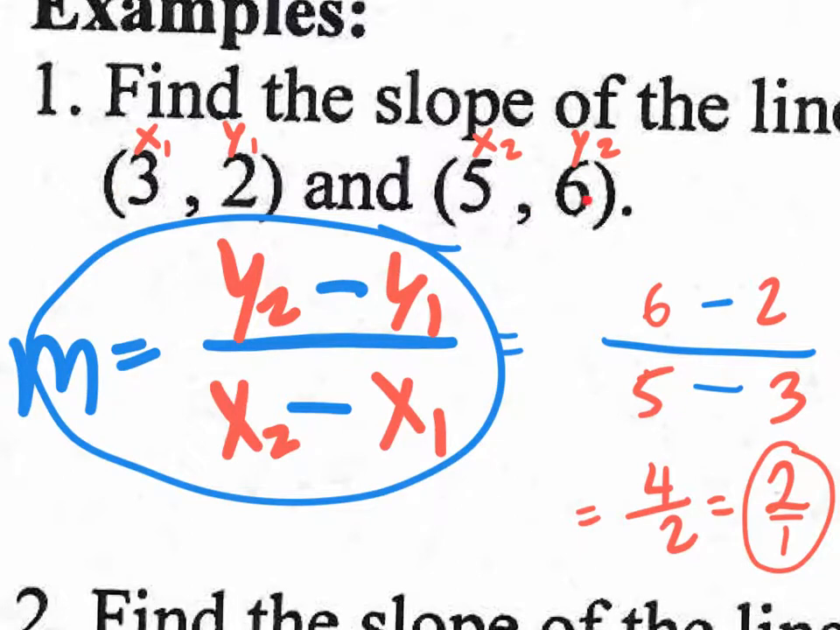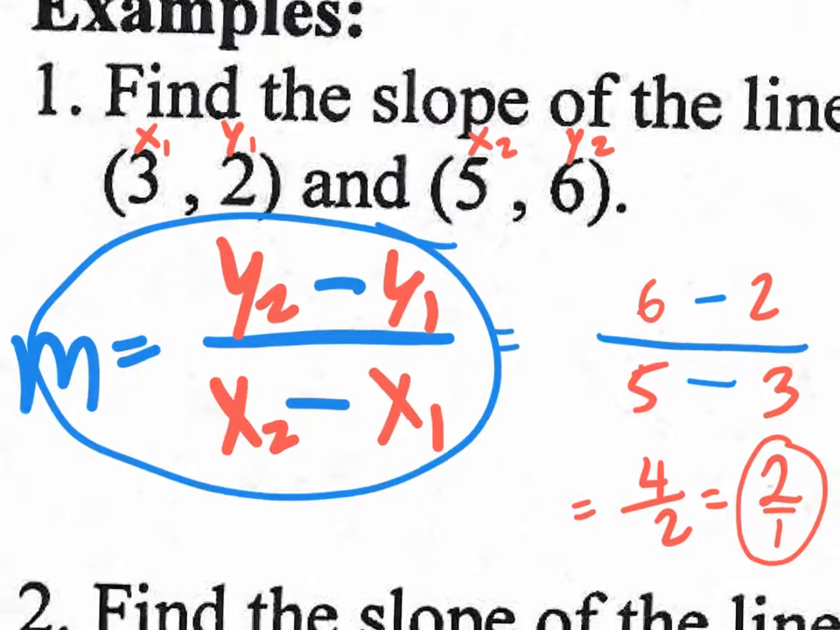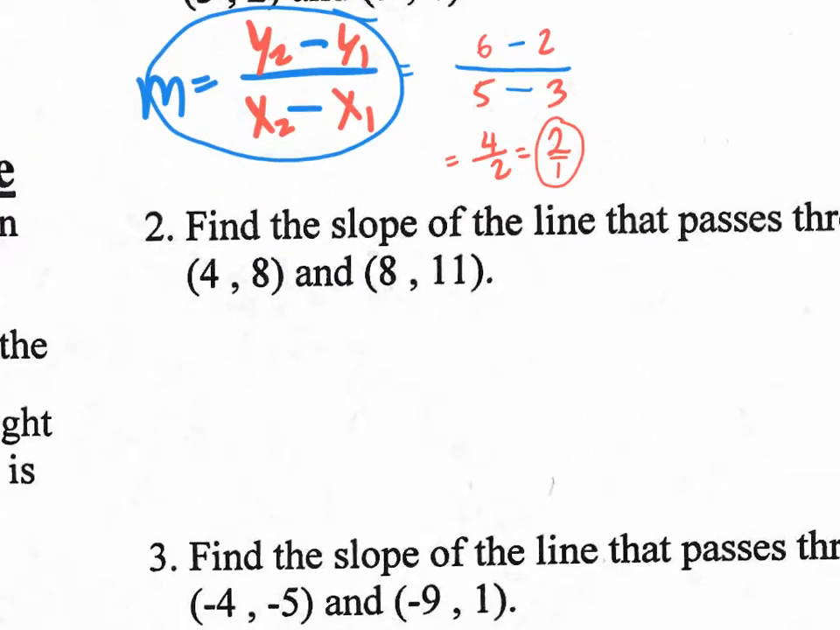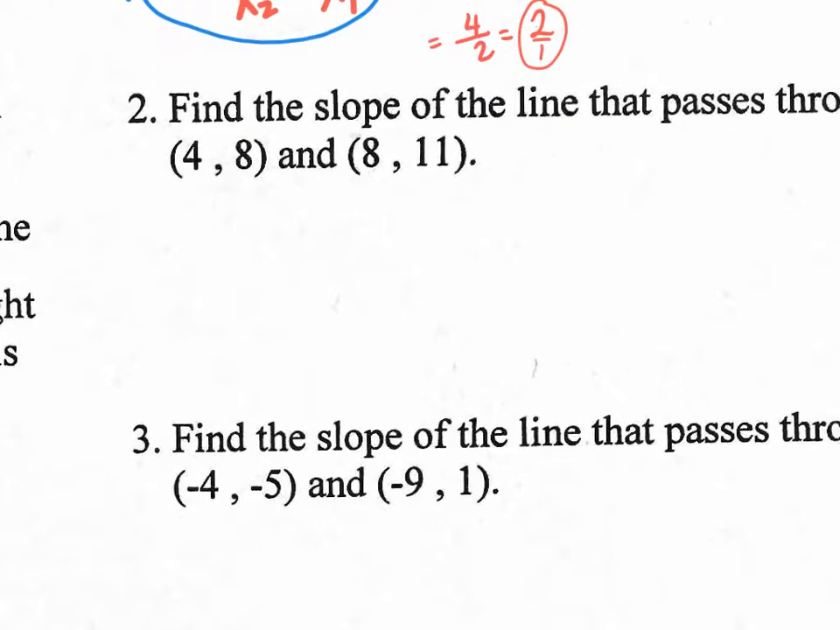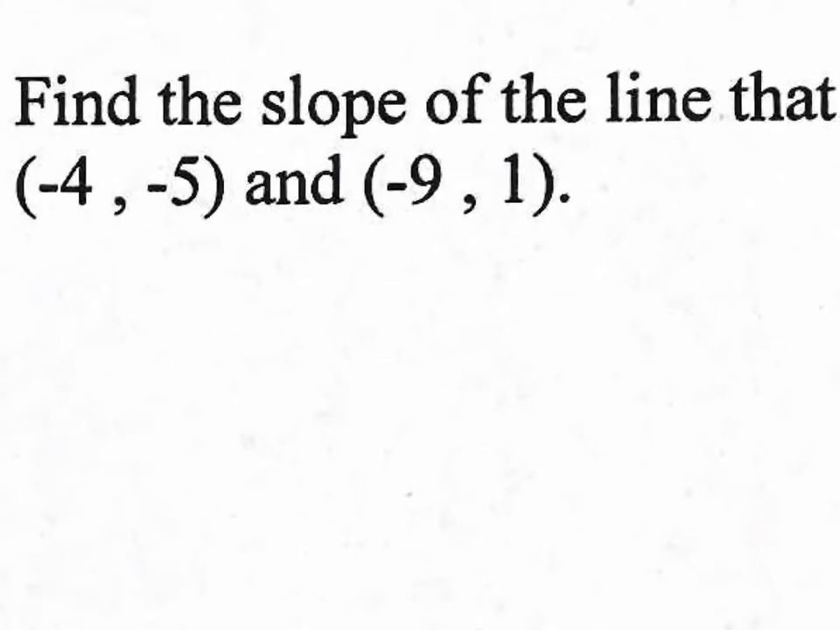If I were to graph these two dots and put a line right through them, it would have the rise 2, run 1. It would be kind of steep going up. Let's move on to the next one. Actually, let's skip around. Let's go to number 3 here.